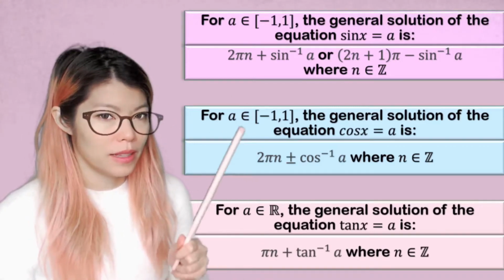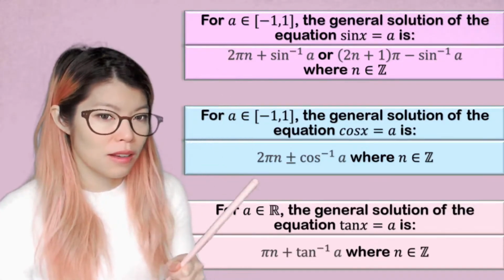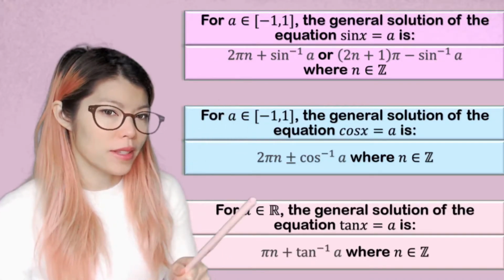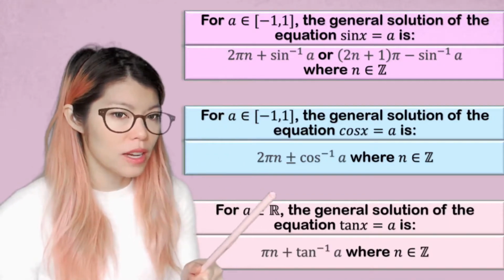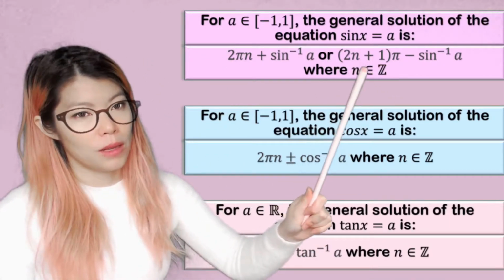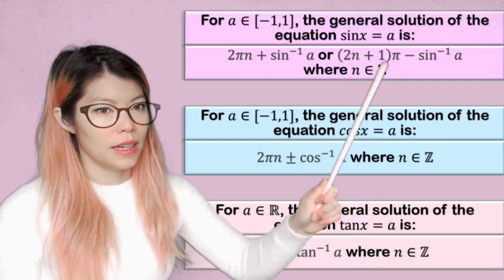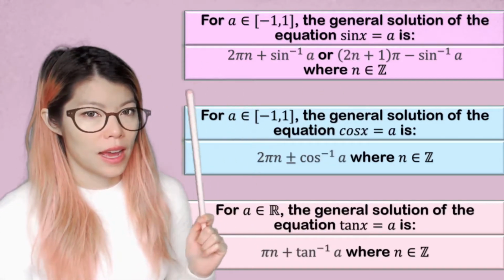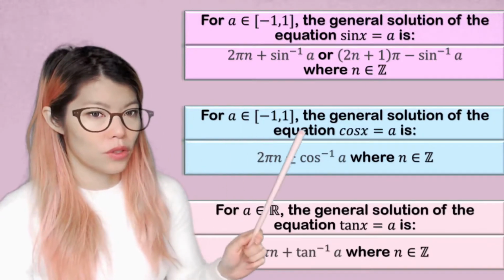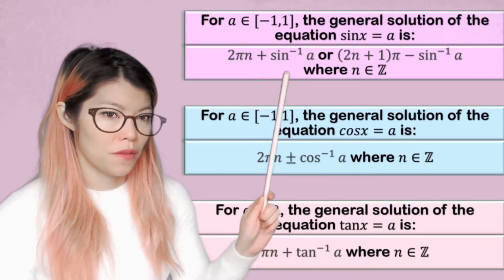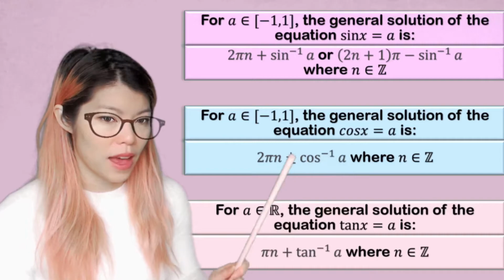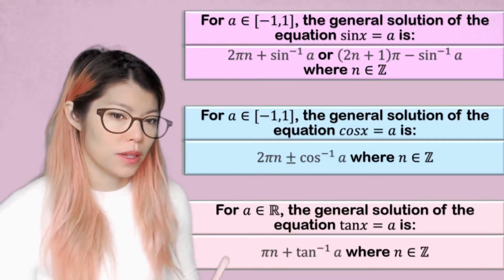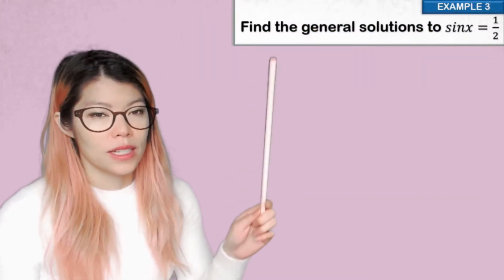So remember, the period for sine and cos is 2 pi, so you can see the 2 pi in the general solution. Sine has 2n plus 1 pi in there because it's positive in the first and second quadrant, whereas cos is positive in the first and the fourth quadrant, so we have that. And tan is just pi because of the period.